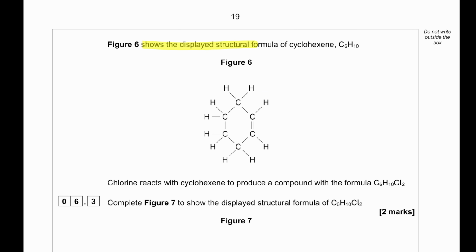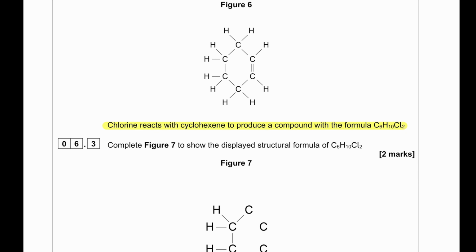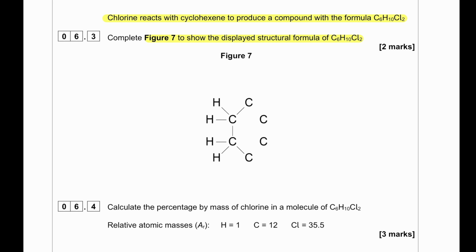Figure 6 shows the displayed structural formula of cyclohexene. Chlorine reacts with cyclohexene to produce a compound with formula C6H10Cl2. Complete figure 7 to show the displayed formula of C6H10Cl2. So we're going to draw a single bond between all of the carbons, and then we're going to put the chlorines, and we will draw the remainder of the bonds in the molecule such that all of the carbons have 4 bonds.